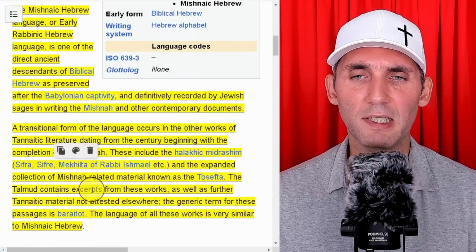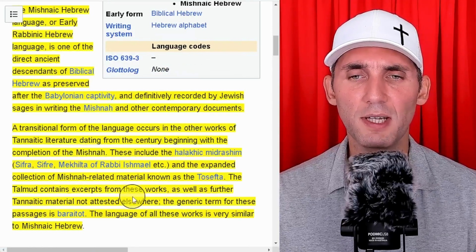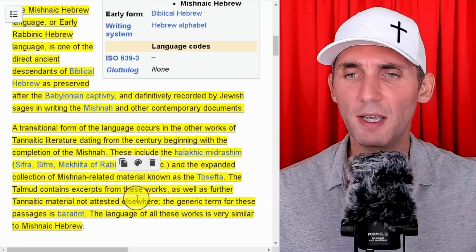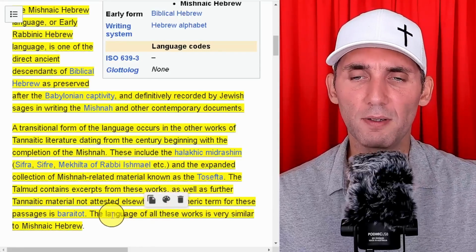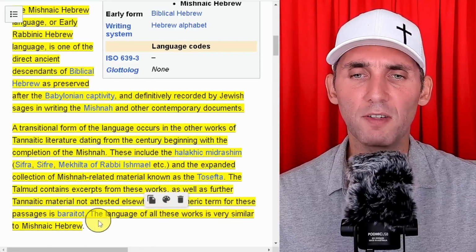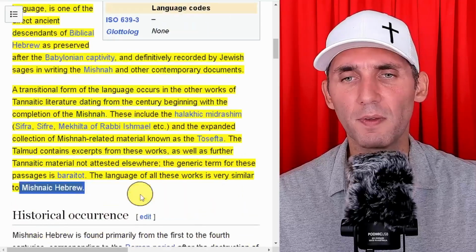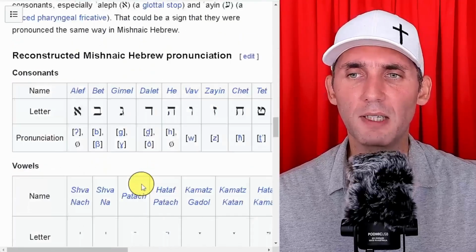The Talmud contains excerpts from these works, as well as further Tannaitic material not attested elsewhere. The generic term for these passages is baraitot. The language of all these works is very similar to Mishnaic Hebrew. Very, very interesting. Did I highlight anything else?